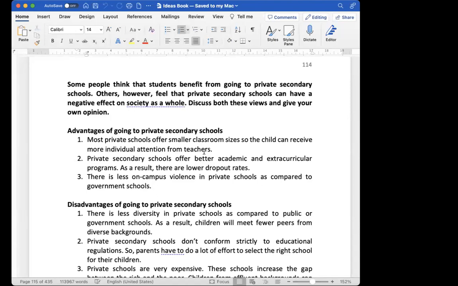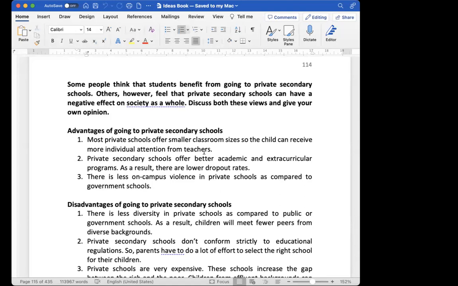You have to tell the examiner that in the first paragraph you are giving the views of some people. There are many reasons why some people say private secondary schools are good. On the other hand, there are those who say that private secondary schools are not good, and give their reasons as follows. So these two sentences are very important, how to begin the paragraph. Introduction is easy, and now the advantages and disadvantages of private secondary schools.